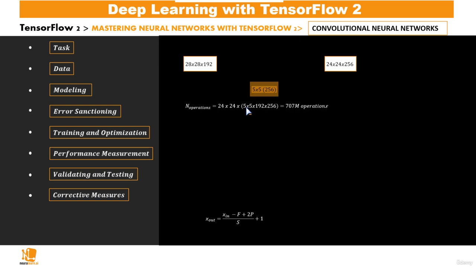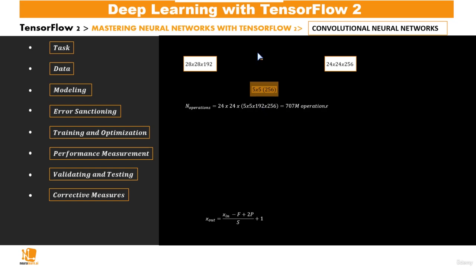And then we multiply by the number of filters. So basically this is the number of times this filter was applied on the input, or we created patches on the input. And now for each of these patches we have 5 by 5 by 192 by 256 computations. The 256 is because we have 256 different filters, and this gives us 707 million operations.